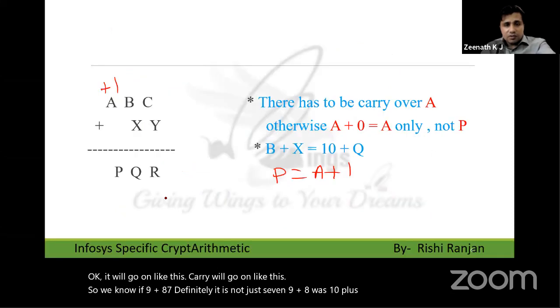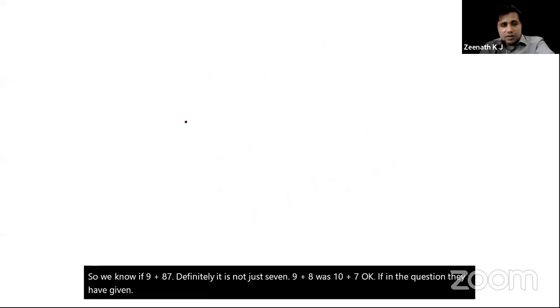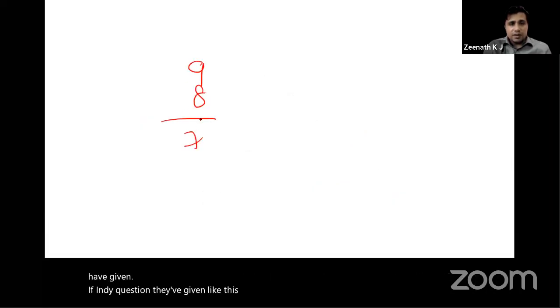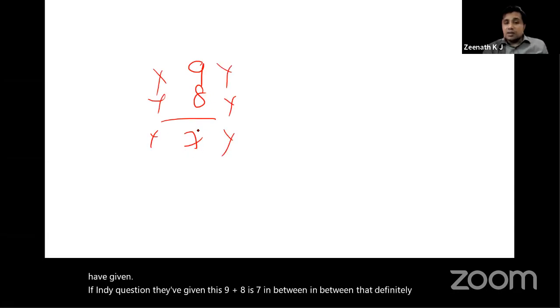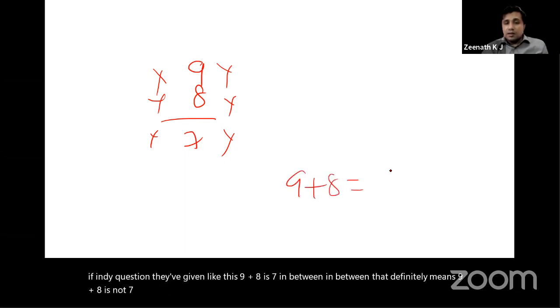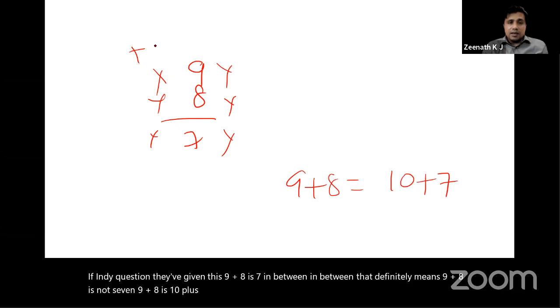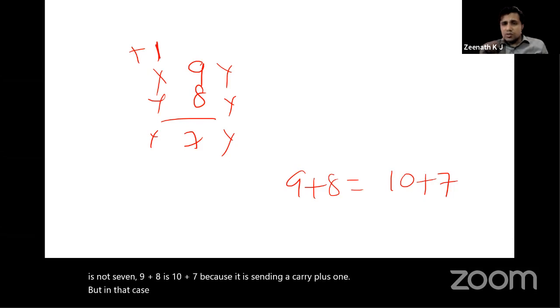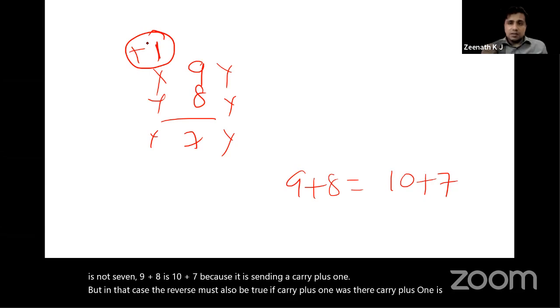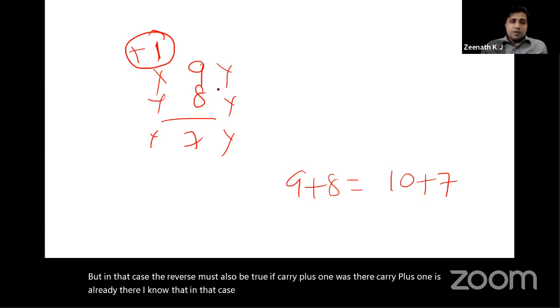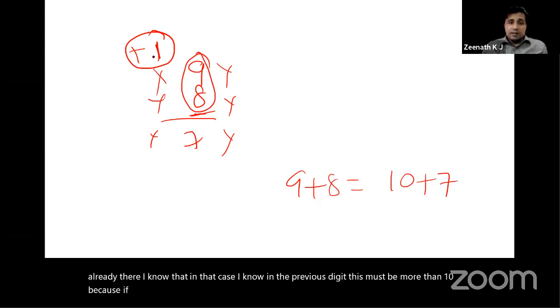Okay, if in the question they have given like this, 9 plus 8 is 7 in between, that definitely means 9 plus 8 is not 7. 9 plus 8 is 10 plus 7 because it is sending a carry plus 1. But in that case, the reverse must also be true. If carry plus 1 was there, I also know in the previous digit, this must be more than 10. Because if it is not more than 10, this carry won't come. It will not come. Okay?